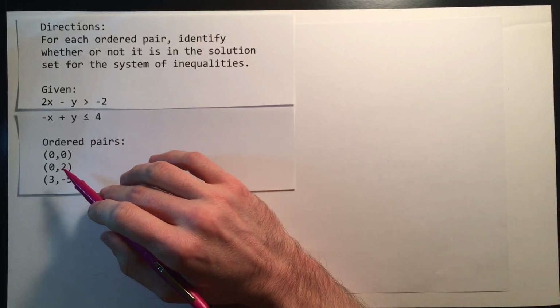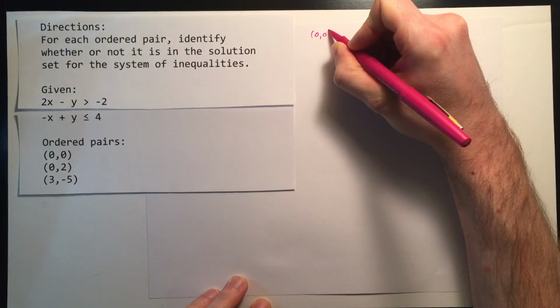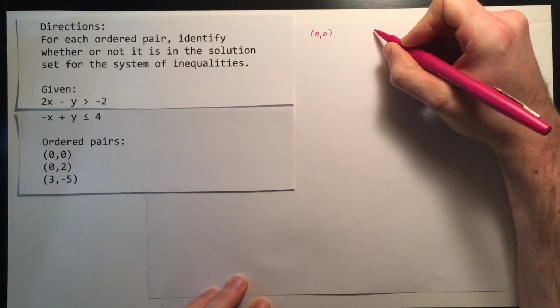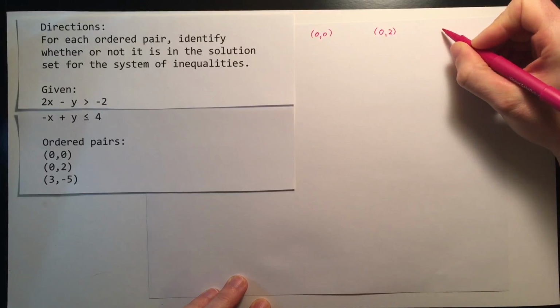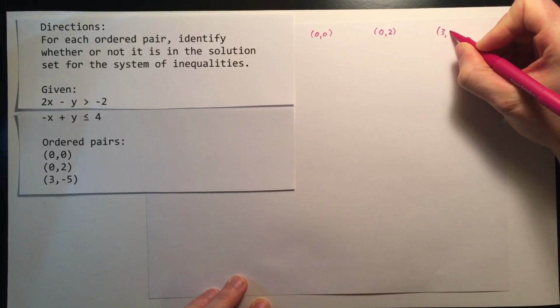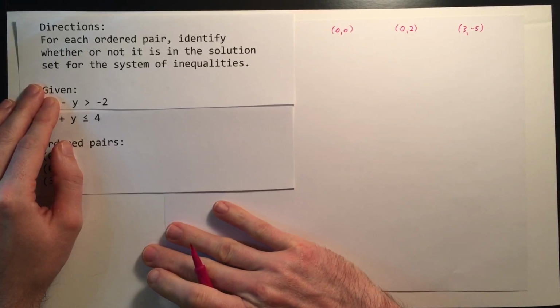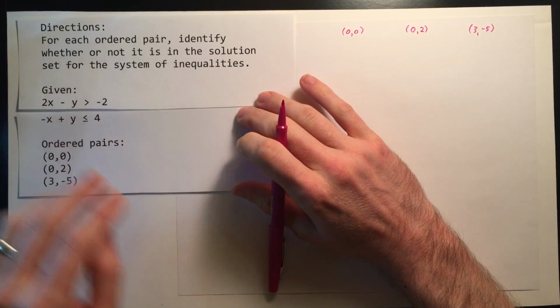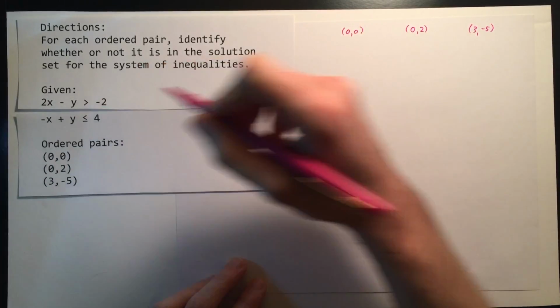And so what we really have is three problems. One where we're going to be testing the point (0, 0), one where we're going to be testing the point (0, 2), and one where we're going to be testing the point (3, -5). For each of those scenarios, we're going to substitute the values in for both inequalities.